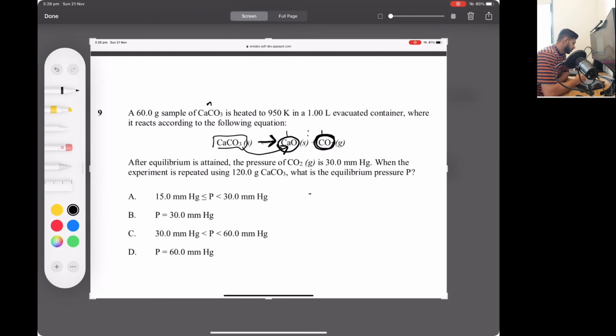But with an equilibrium, you don't know where the equilibrium position lies. What if it lied very much to the left, where only, let's say, 1 out of a million molecules of CaCO3 actually converted into this product, and thus the concentration of these two are very low? It's very high for this. We're not sure what that is.